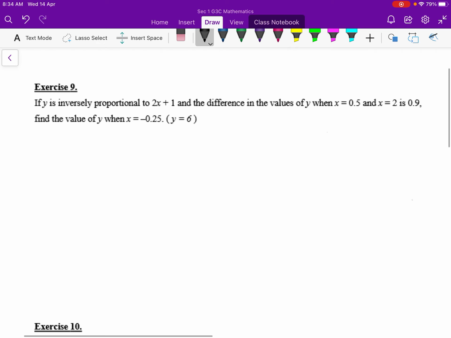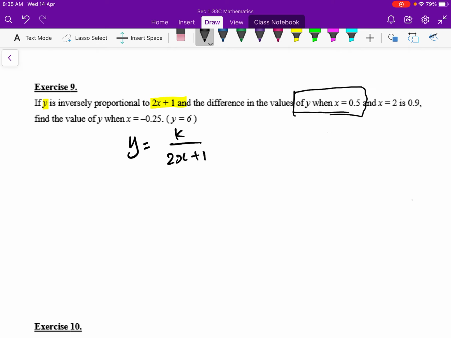Okay, now exercise 9. y equals k over 2x plus 1. So you have to note what y is inversely proportional to. It is inversely proportional to the entire 2x plus 1, so put that 2x plus 1 in our denominator. Then using these, the difference in value of y. There is one particular value of y when x is 0.5, and another value of y when x equals 2. When you take the difference between these two y's, the value is 0.9. Okay, so let's find out what we can do over here.